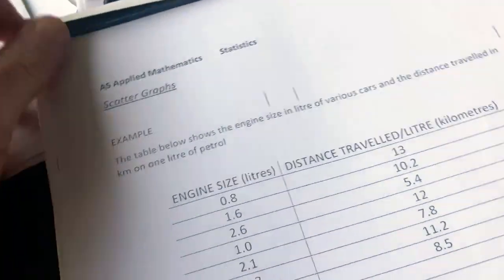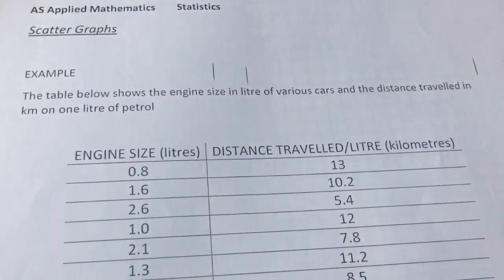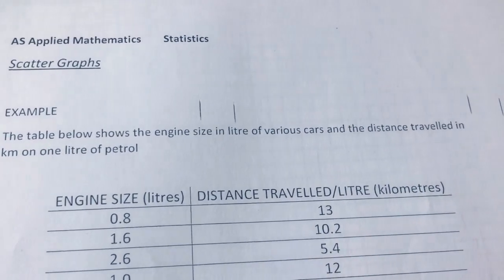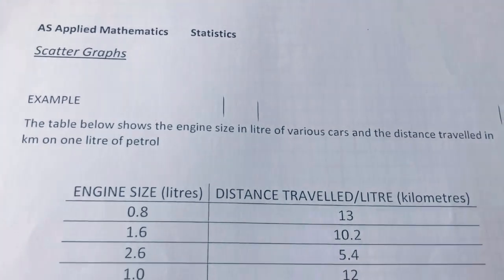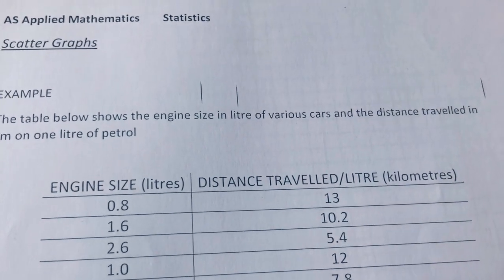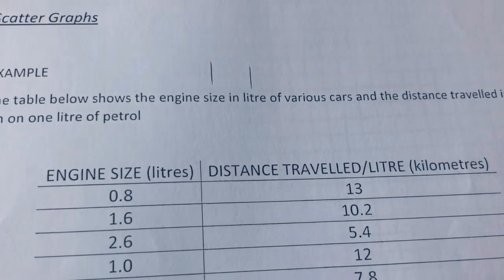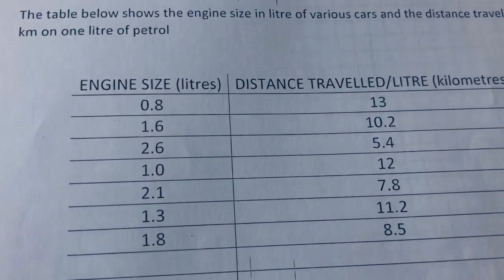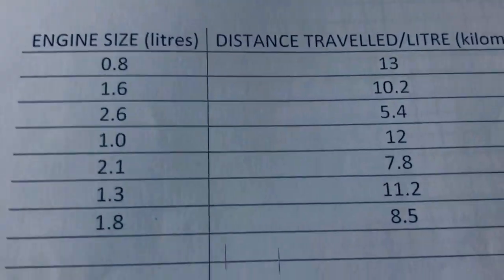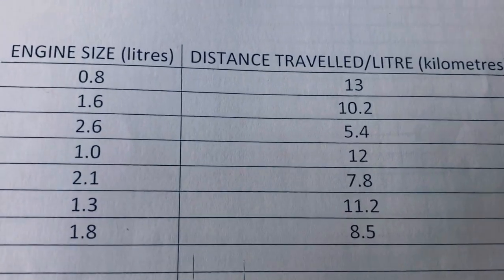So I'm just going to take a look at this one example, which I'll send you this handout on scatter graphs. Again, it's not that easy to see it, perhaps, when I record it on my phone, but I'll send you a copy of the handout. It says the table below shows the engine size in litres of various cars and the distance travelled in kilometres on 1 litre of petrol. So, in other words, the engine size of a car is kind of a measure of how fancy it is. If you have a bigger engine size, then your car can go faster, let's say.